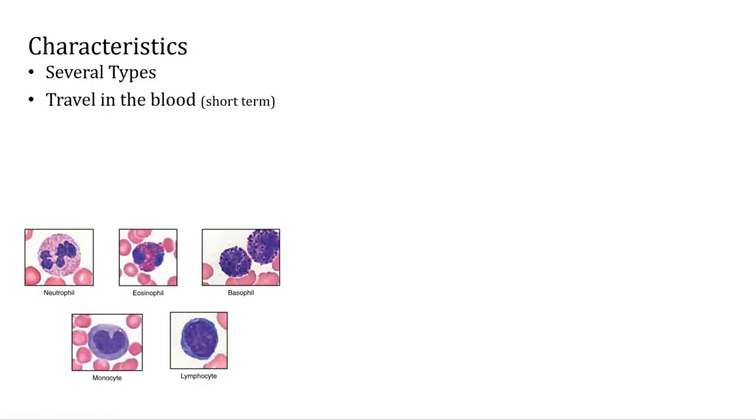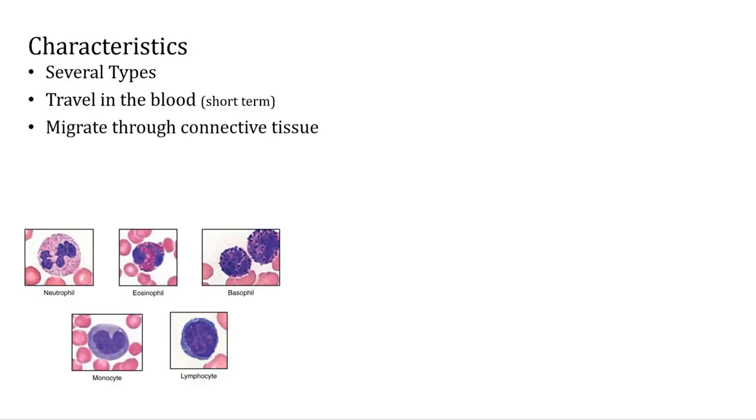Okay, these will travel in the blood usually just for a short while, and then they'll take up residence in the tissues of the body. So that's what makes them different than the red blood cells. The red blood cells, they will stay in the blood, and the white blood cells actually can get out of the blood vessels and travel around in the body, which is pretty fascinating.